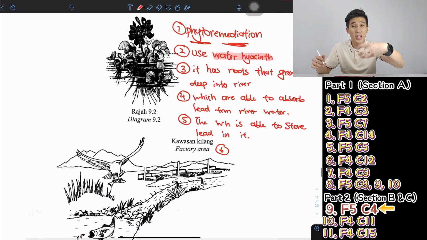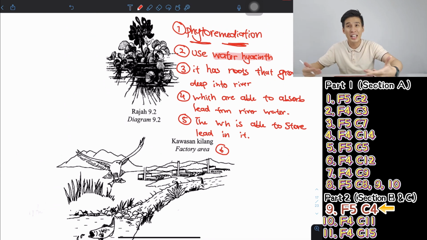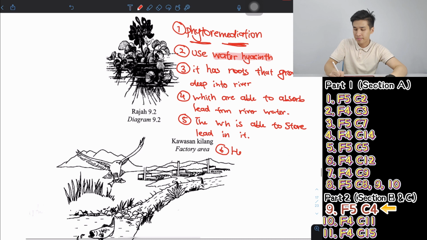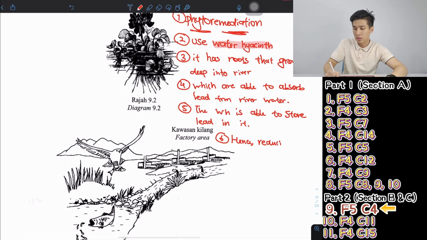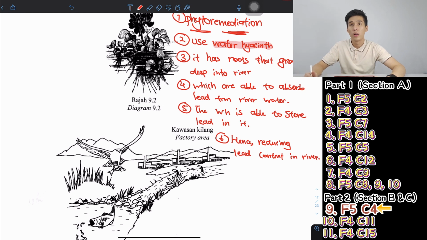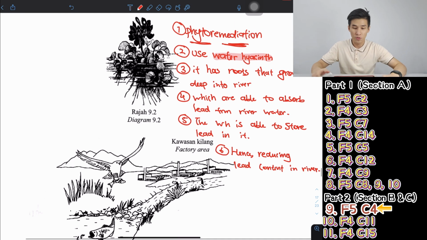If the plant absorbs the lead, the water is now clean, clear from lead, so that's how it solves the problem. So the last point you can say is, hence, reducing the lead content in the river. Okay, so that's it for this one.